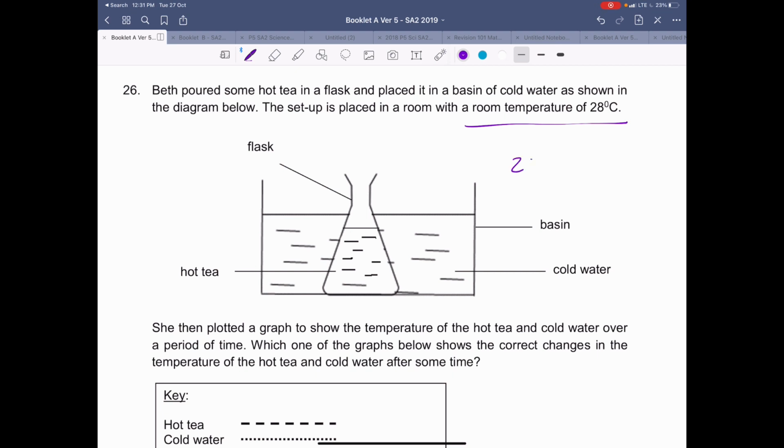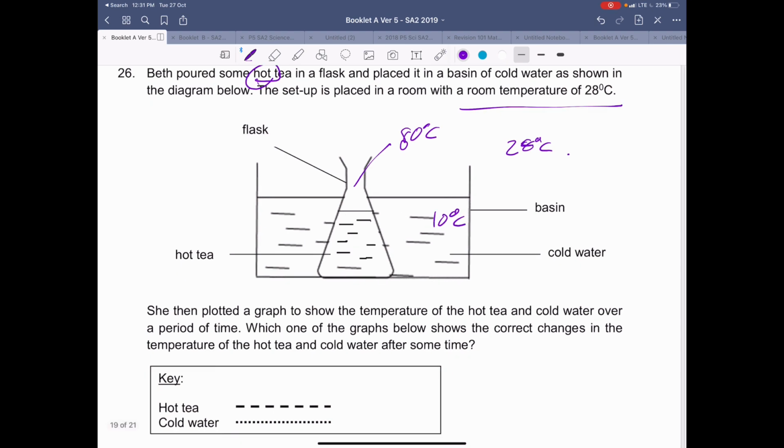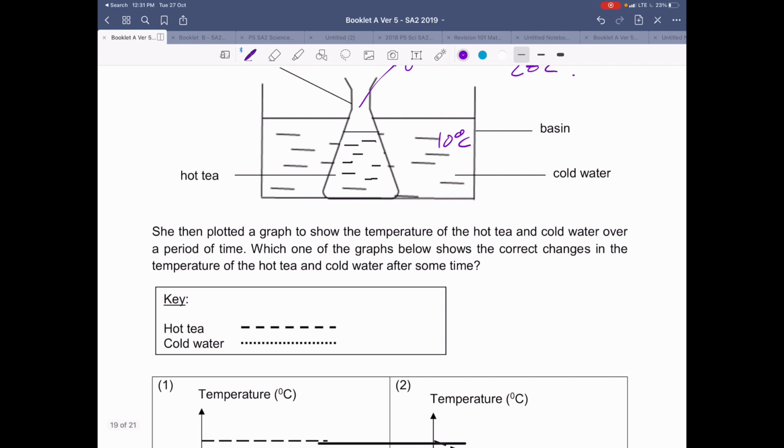So I know that my room temperature is 28 degrees Celsius. They tell you that there's some hot tea already. I'm going to assume that hot tea, I usually have my tea at about 80 degrees Celsius. And then after that, cold water must be about maybe, I don't know, 10 degrees Celsius. She then plotted a graph to show the temperature of hot tea and cold water over a period of time. Which of the graphs below shows the correct changes in temperature of hot tea and cold water after some time?